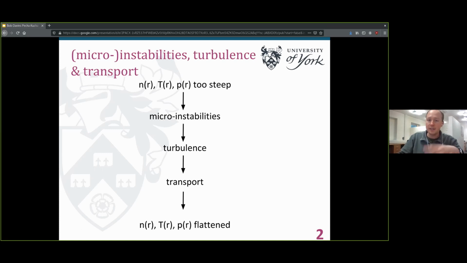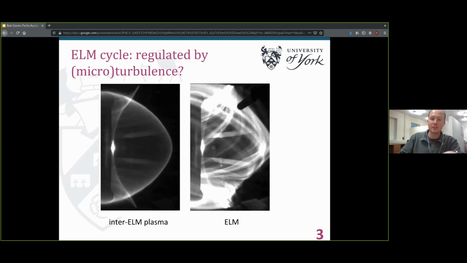The idea is that instabilities are triggered if the gradients in the plasma exceed some limit, so density, temperature, pressure, and this causes turbulence and hence turbulent transport, which in turn will flatten the profiles. Of course, because instabilities regulate the profile, they likely play a role in things like the ELM cycle.